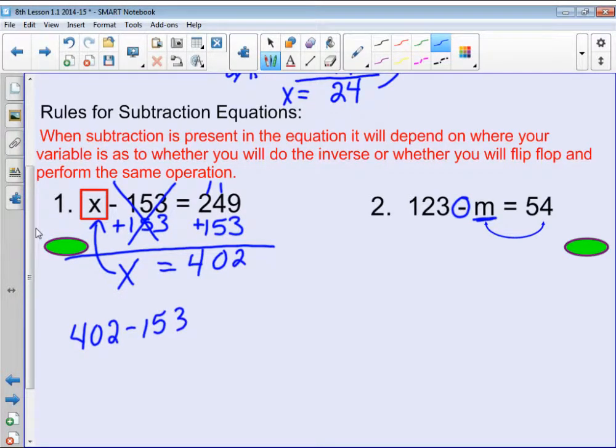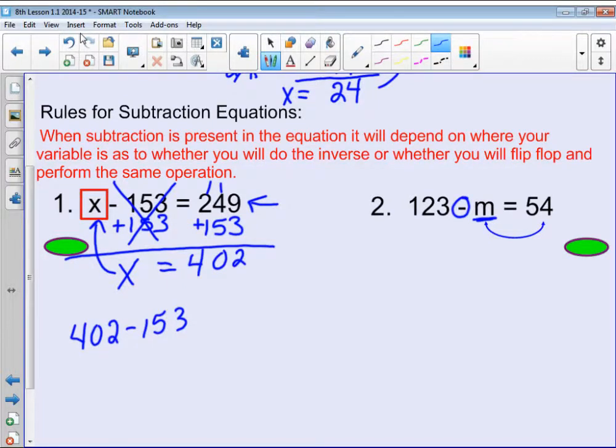And if I want to check that on my calculator, I can go ahead and punch it in. 402 minus 153. And when I do that, it should give me the 249, which is what I had right here. So I have the answer correct. So that's just a way that you can check yourself. And if you want to do that longhand, you may. But right now I'm not checking your addition, subtraction skills. I'm checking to see if you know the steps that you need to take to solve for that variable.